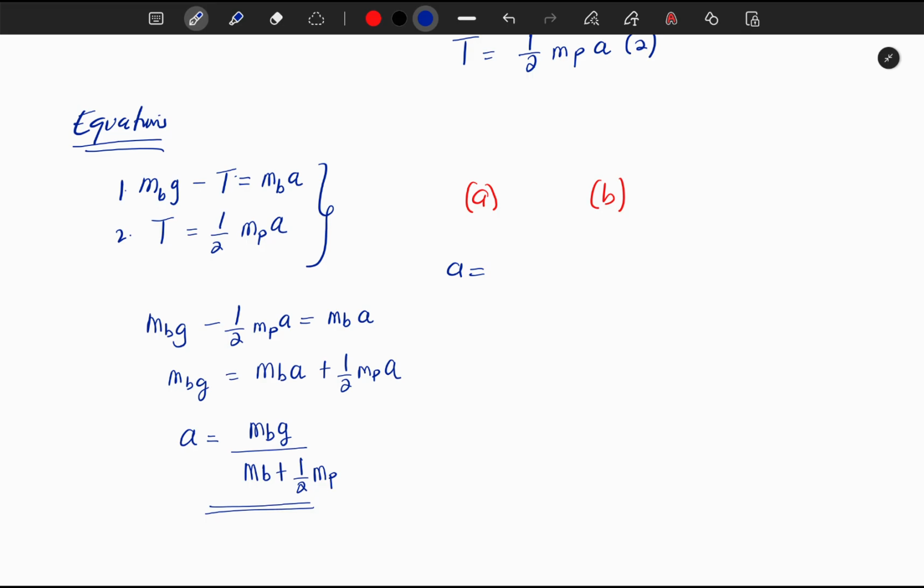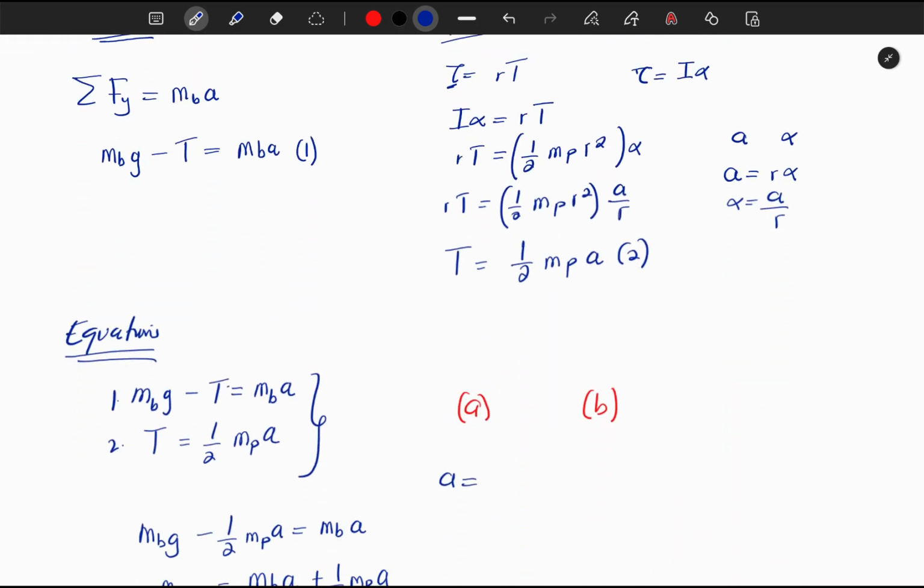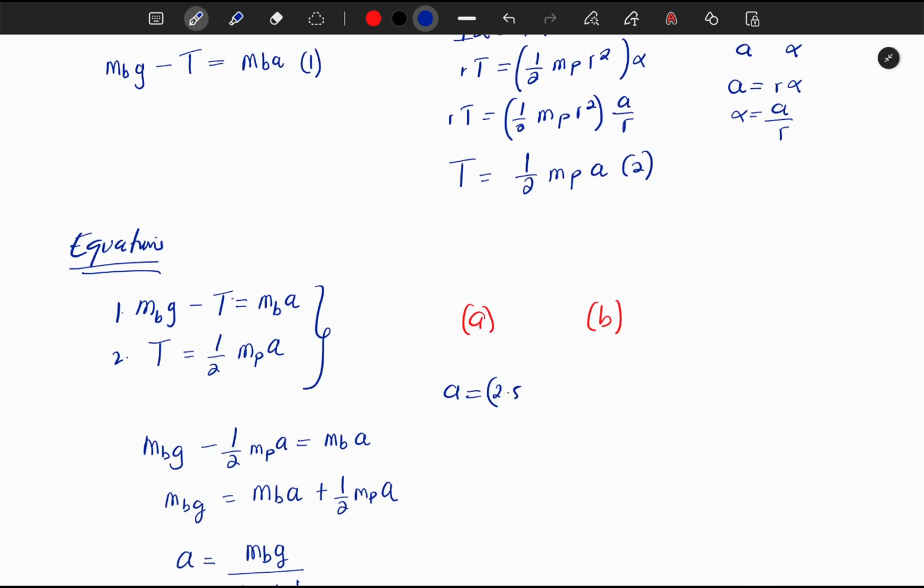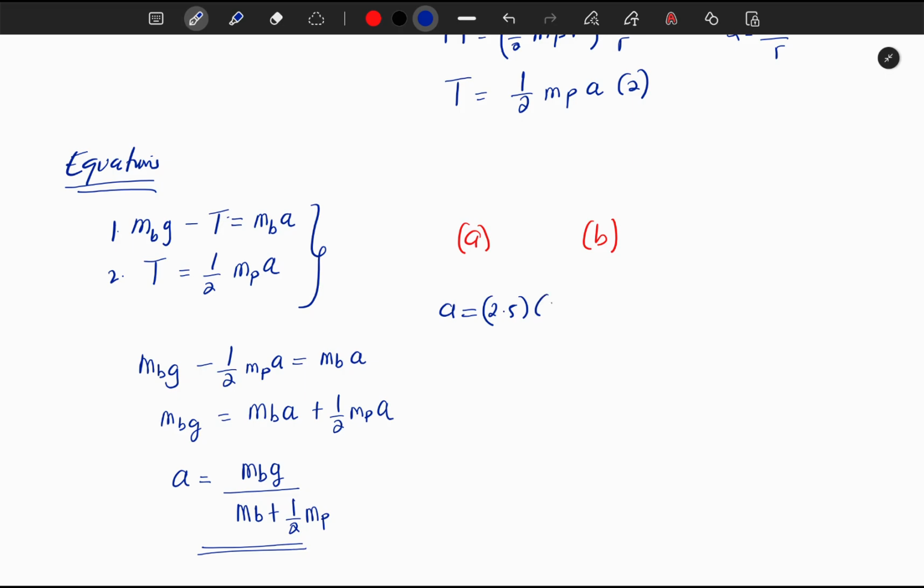Mass of the block. What do we find as the mass of the block? I think we have it somewhere there. 2.5. So we have 2.5. Then gravity is 9.8 over 2.5 there plus half 1.5. So acceleration is equal to, let's keep on punching on the calculator. If I punch on my calculator, I'm getting 24.5 over, this is just 2.5 plus, that's just 0.75.